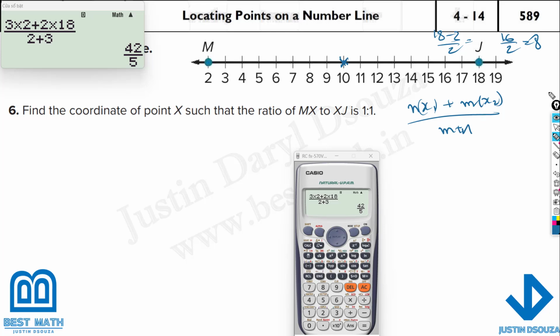But this formula will easily give you the answer. You anyways know this formula, right? Let's just rearrange this. 1 times 2 plus 1 times 18 divided by 1 plus 1, which is 2. So here we go, the answer is 10.